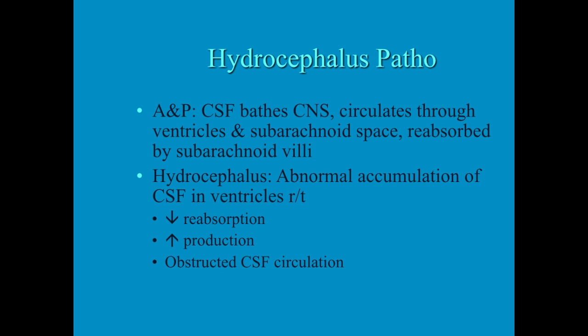And just to review the anatomy and physiology, you know that this CSF bathes the nervous system, circulates through the ventricles, the subarachnoid spaces, and then it gets reabsorbed by the subarachnoid villi. So it's a feedback loop, so to speak. What happens with hydrocephalus is we either have a problem with the reabsorption or we have communication problems that results in abnormal accumulation of the fluid within the ventricles. So it's either not reabsorbed, overly produced, or it's going to be obstructed.